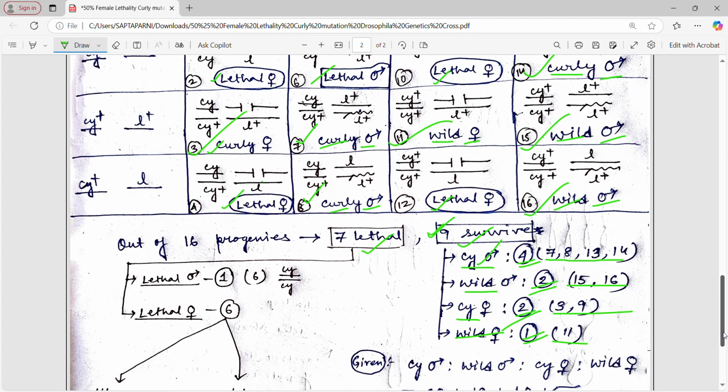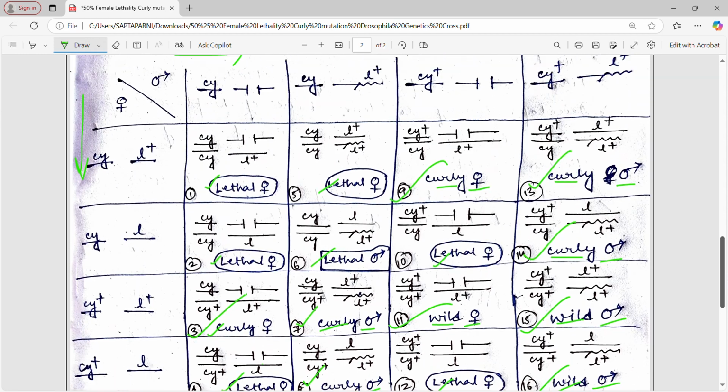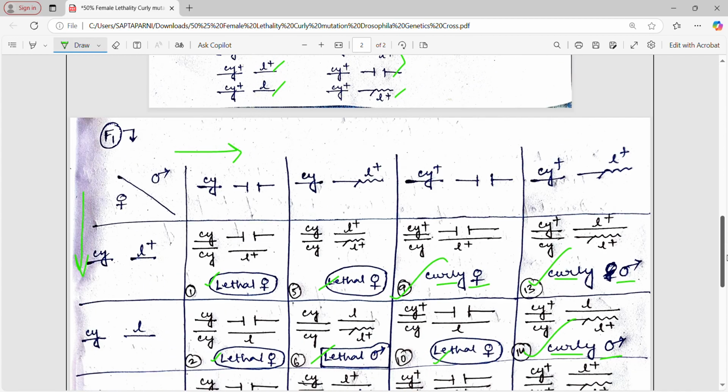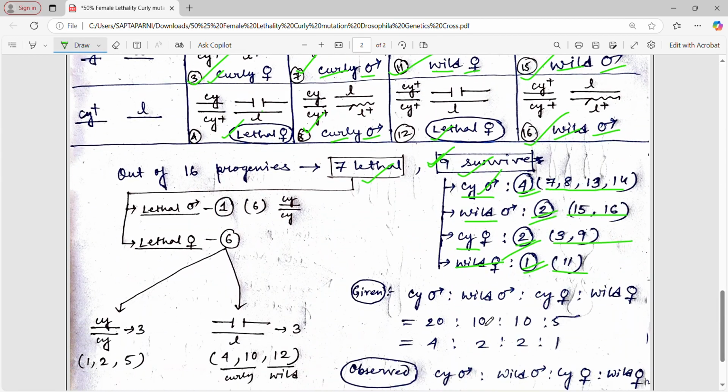Okay, so from the question we can see what our given ratio is. The given ratio is curly male is to wild male is to curly female is to wild female equal to 20 is to 10 is to 10 is to 5. So 4 is to 2 is to 2 is to 1.